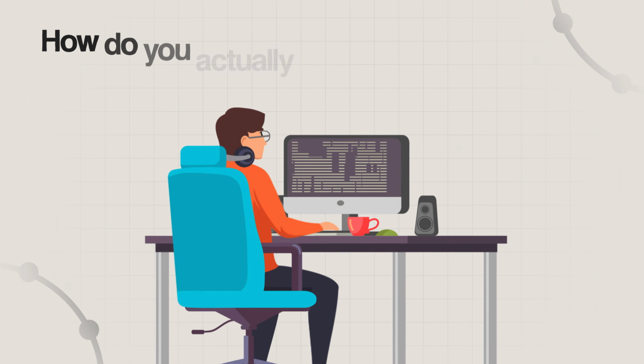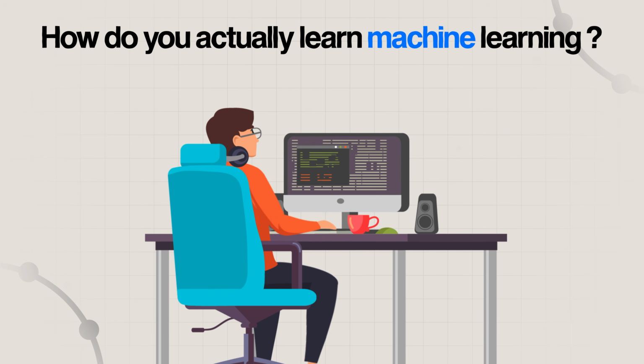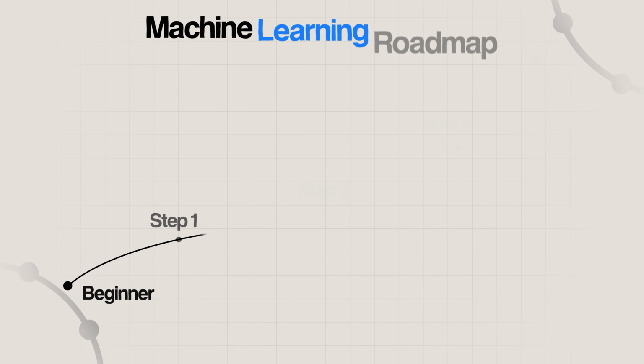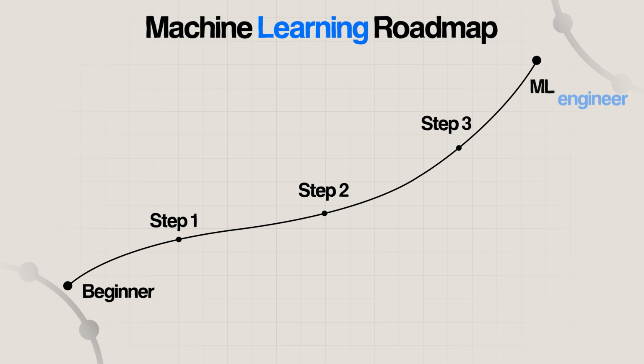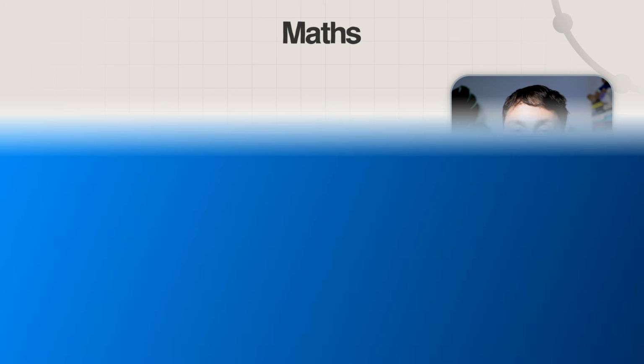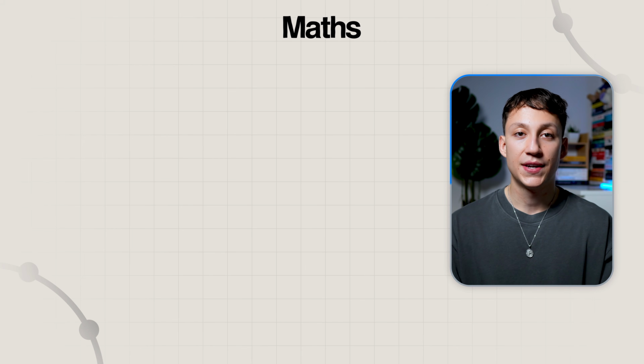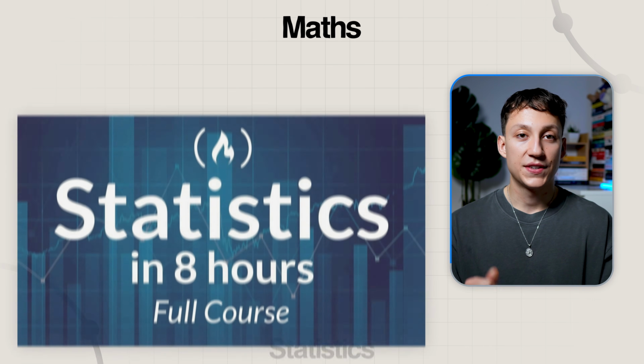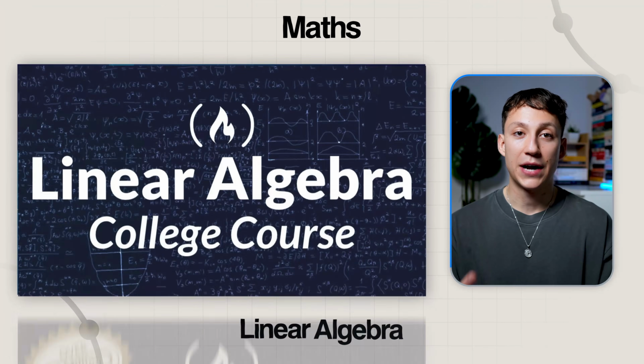Right, so how do you actually learn machine learning? I personally recommend having a really good roadmap so you're very clear on what you're doing at each step of your journey. This is a roadmap I recommend step by step. The first step is to learn the required maths. You need an understanding of statistics, linear algebra, and calculus.